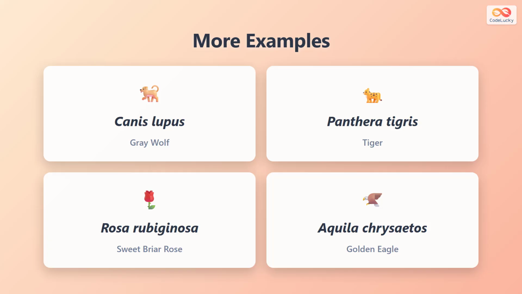Here are more examples to illustrate the system. The gray wolf is Canis lupus. The tiger is Panthera tigris. The sweet briar rose is Rosa rubiginosa, and the golden eagle is Aquila chrysaetos. Notice how each follows the same formatting pattern: capitalized genus, lowercase species, all in italics.